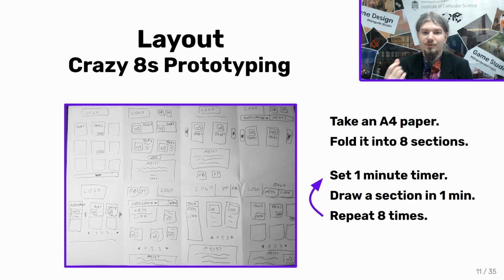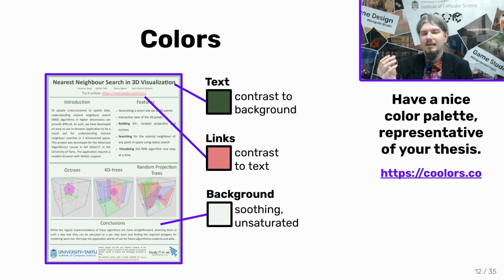So I would really recommend you to try this out when you are laying out your poster or some other visual things that need layouting. Now let's analyze a little bit the colors of posters. So I have some examples here, and basically you want to have a nice color palette that's representative of your thesis. We talked about colors in a previous video, so coolors.co or using the color wheel.